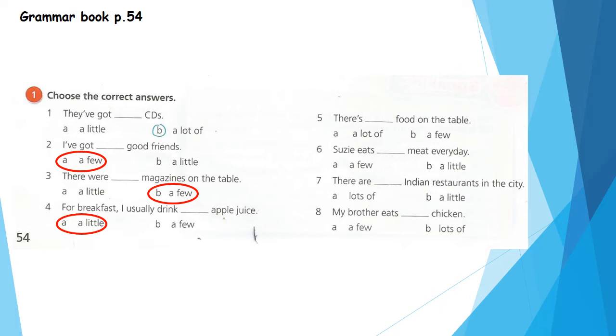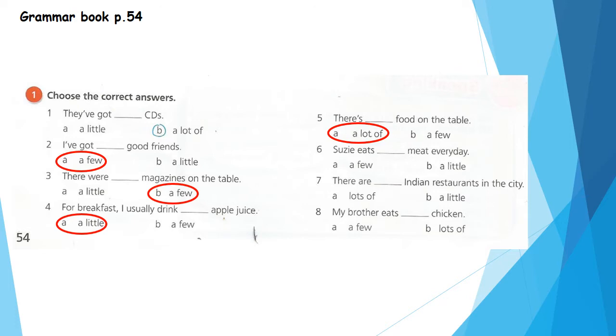Number 5. There is a lot of food on the table. A lot of or a few? Yes, we use a few with countable nouns, and a lot of with countable and uncountable nouns, in affirmative, negative or questions. Yes, food is uncountable. We can't choose a few because a few we use with countable nouns and food is uncountable. So we'll use what? A lot of.